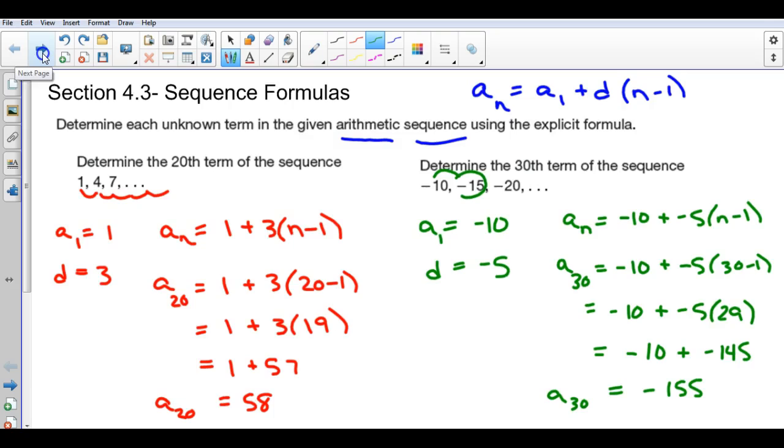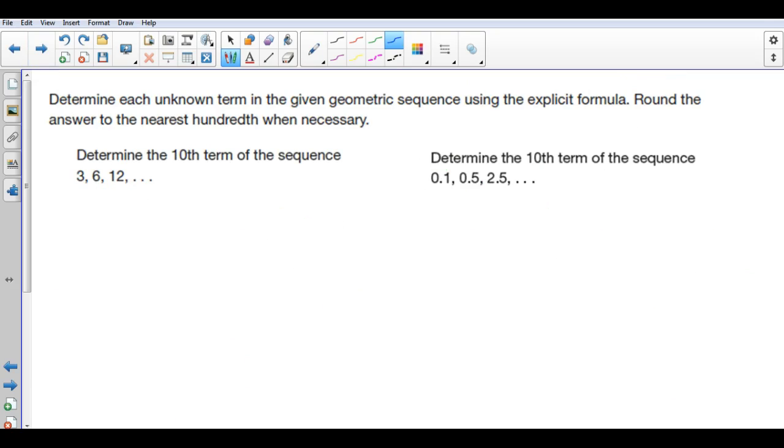Now we're going to use an explicit formula for a geometric sequence. And I'm going to change these problems a little bit too, because calculating the 10th term might be a really huge number for these. So determine each unknown term in the geometric sequence using an explicit formula and round your answer to the nearest hundredth when necessary. So I'm going to start by stating that the geometric explicit formula, instead of a sub n, we're going to use g sub n. Instead of starting with a1, we start with g1.